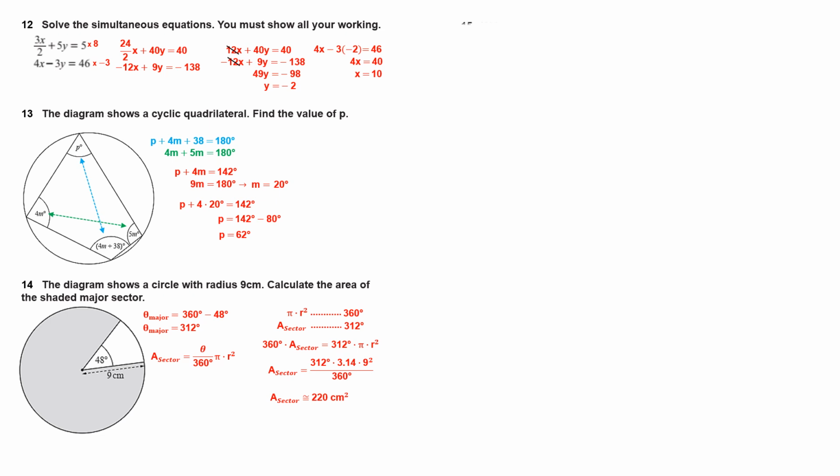Question 15. Write the recurring decimal as a fraction in its simplest form. You must show all your working. Recurring decimals can be converted into fractions by setting up an equation and solving for x. Let x represent the recurring decimal.